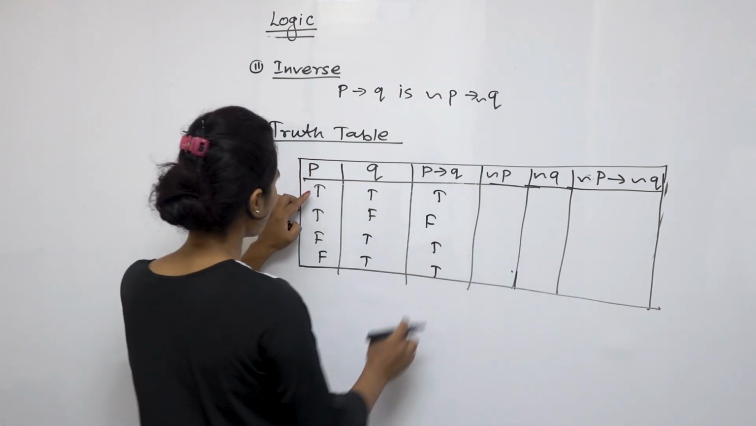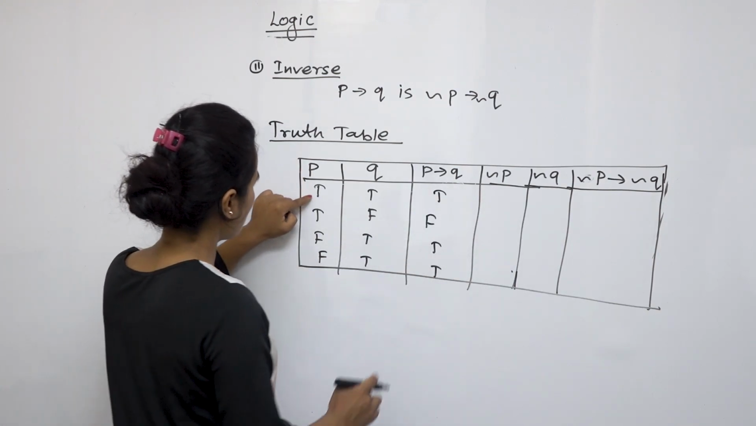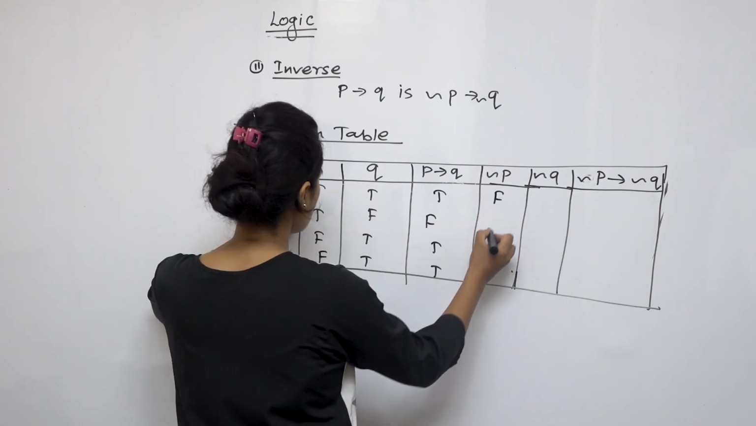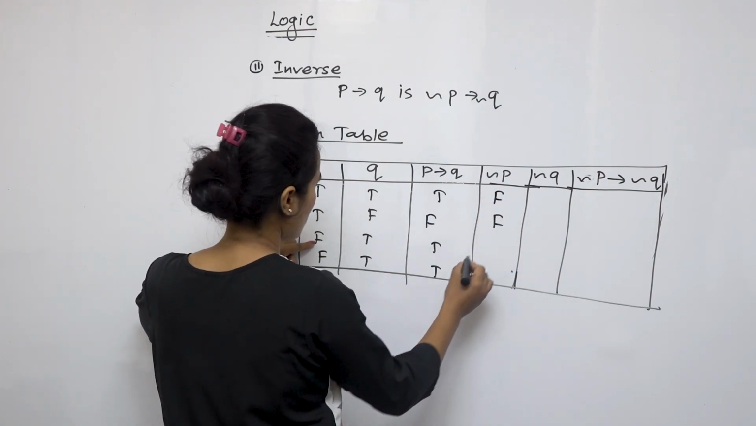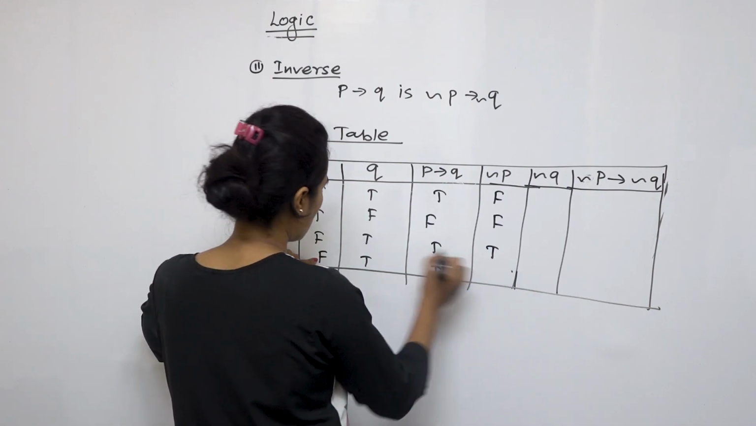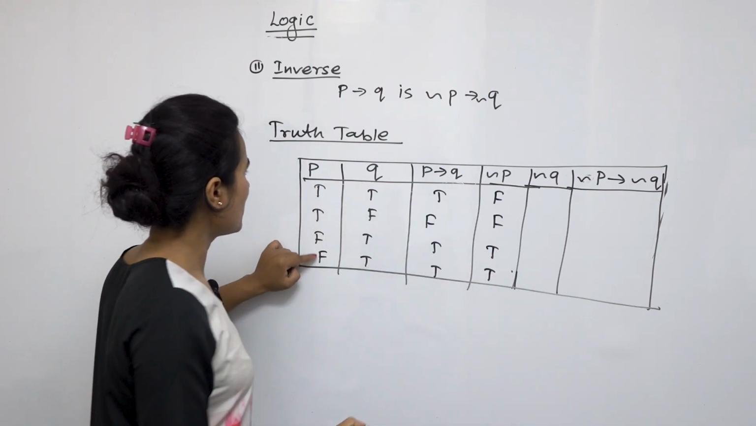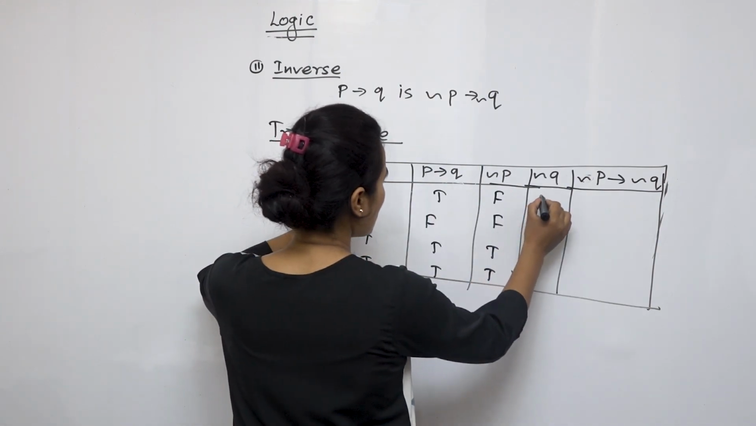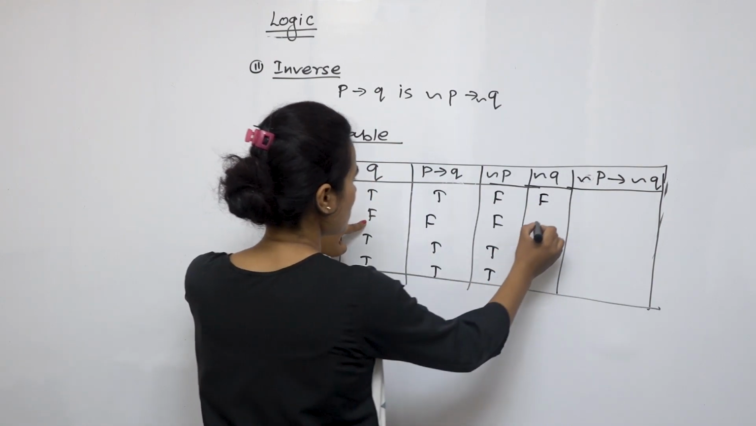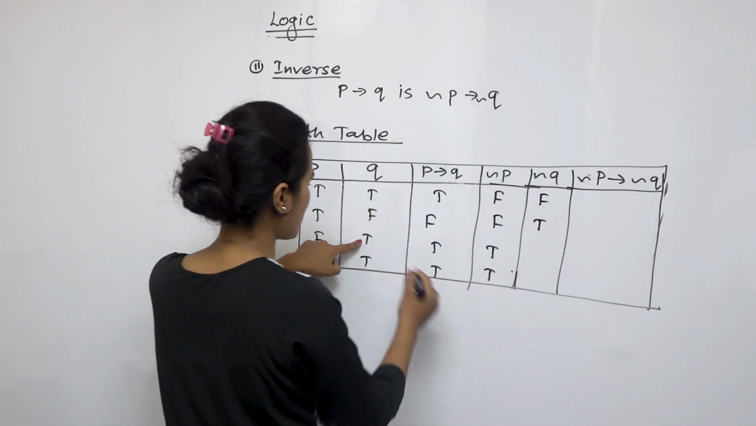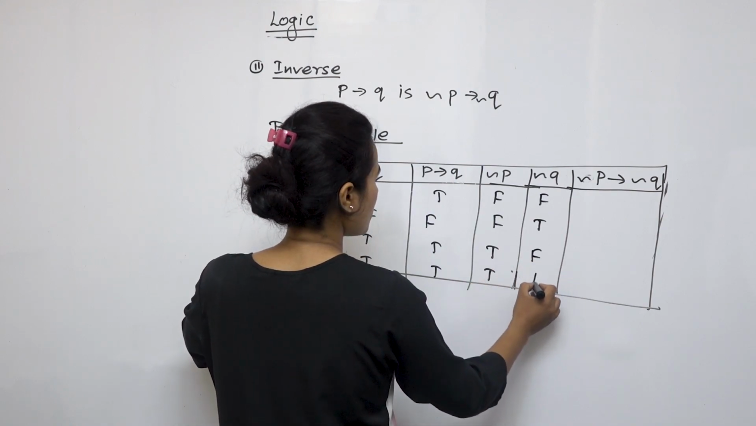Similarly, now negation P means opposite of P. Here P we have true, write down false; true, false; false, we have to write down true; for the false, we have to write down true. Similarly, negation Q means opposite. Here it is true, write it down false. Here it is false, write it down true. True, false, true, false.